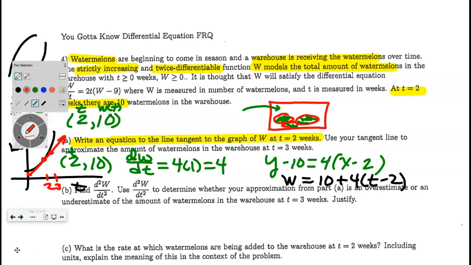So what I need to do is I'm going to hop on that tangent line at 3. So the amount of watermelons at time 3 would just be 10 plus 4 times 3 minus 2. So just 14 watermelons. It asks if that's an over or an underestimate in part B. We should know that that involves concavity. Now this is where this one gets a little weird.